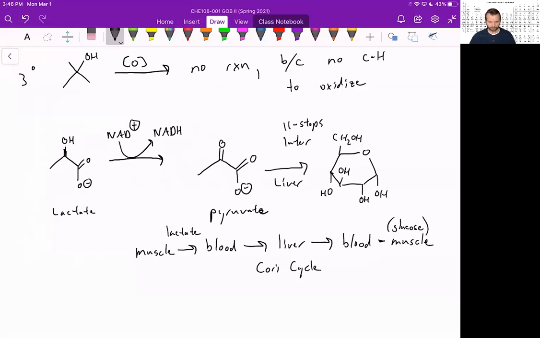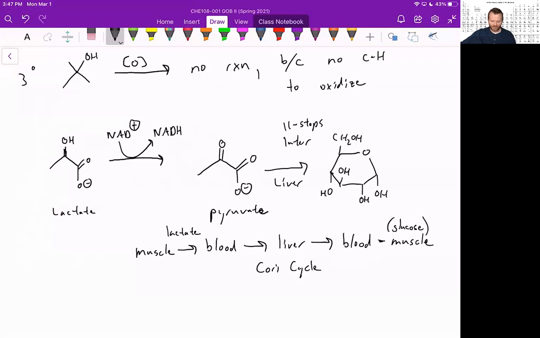And that's one application of why alcohol oxidation is important. It's how your body creates energy, for one, for your muscles to operate, at least anaerobically. But it's also a way that your body recycles and reproduces the carbohydrate, where glucose is, for reuse.